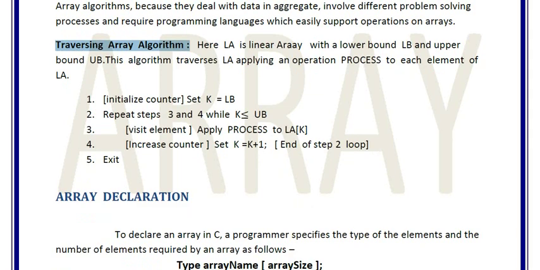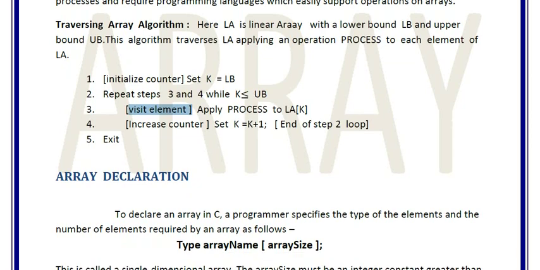Here you have LB, the starting position, and repeat steps 3 and 4 while it is not the UB. Step 3 is apply process to LA, that is visiting the element, and then increase the counter every time. First, let's suppose it visited the 0th position, then it increased by 1, and now it is in the 1 position.